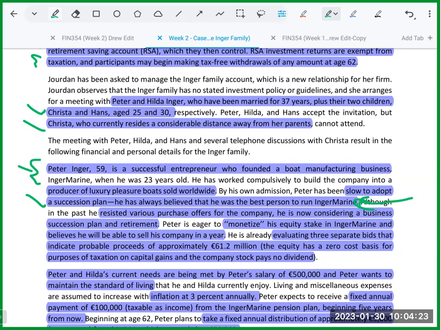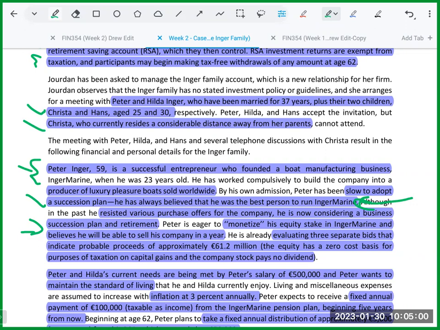So okay, although in the past he resisted various purchase offers for the company, he's now considering succession planning and retirement. He's eager to monetize his stake in Ingham Marine and believes that he'll be able to sell the company in 1 year. All right, so he believes he can sell in 1 year here. He's been evaluating 3 bids, and they are 61 million. Okay, equity has 0 cost basis for purpose of taxation, so there's no tax on the capital gain, and the company stock pays no dividends.